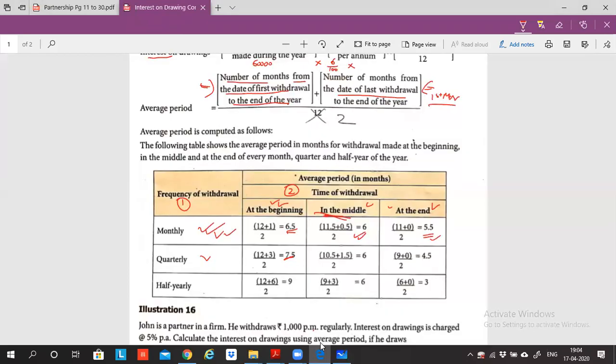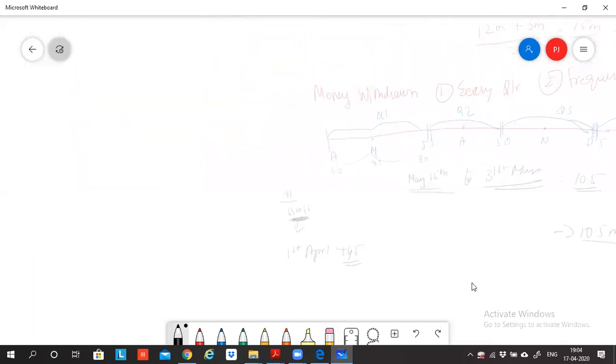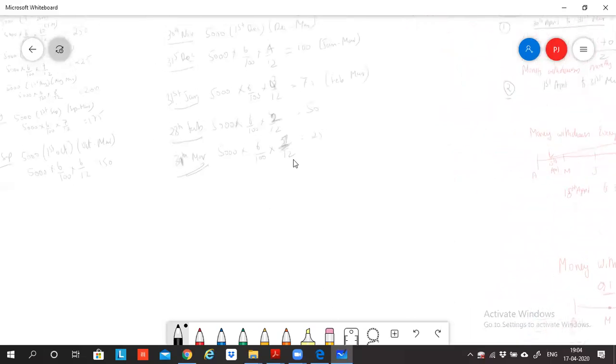Because if it is days, the calculation becomes very critical. I would prefer doing this. Which one, the one which we did in the last class? I would prefer doing that. This is far more easier. That is the reason they have given the formula in months.